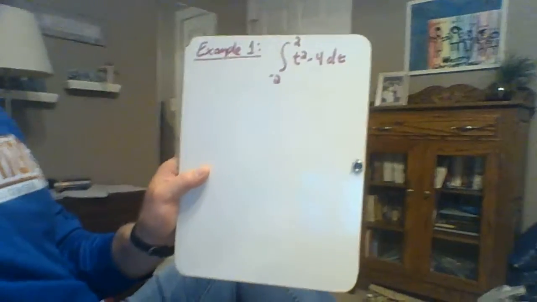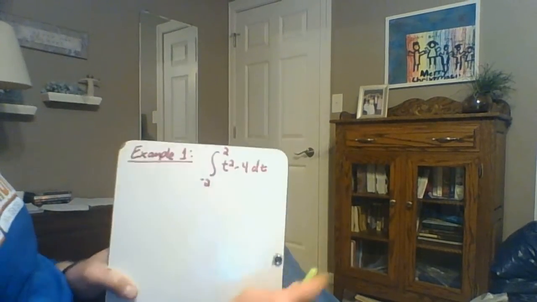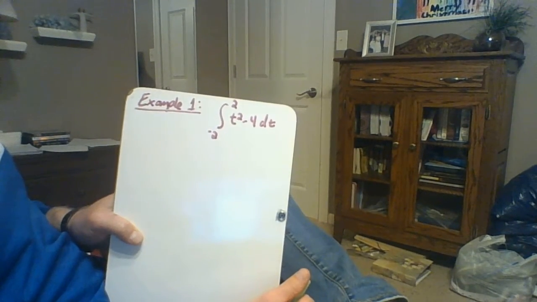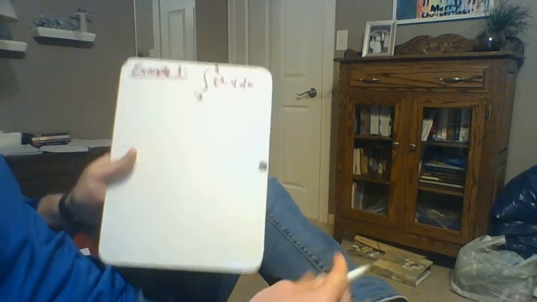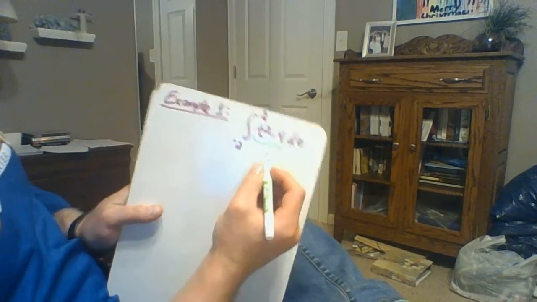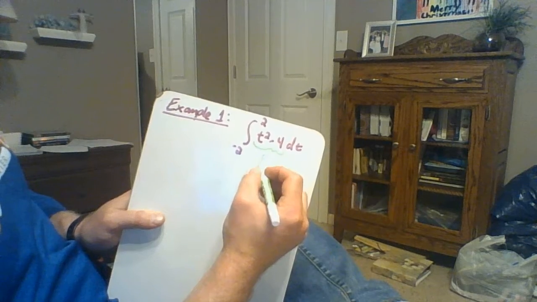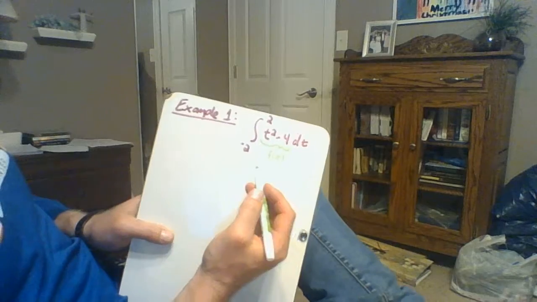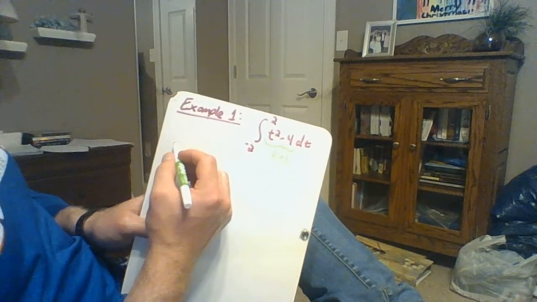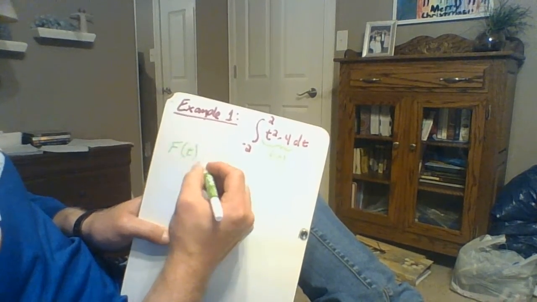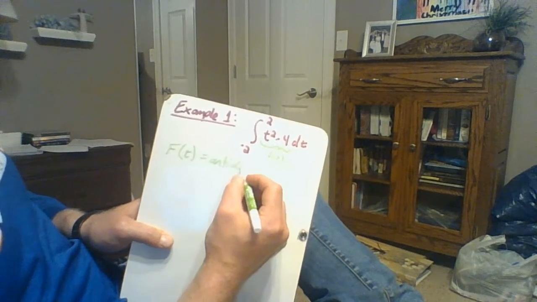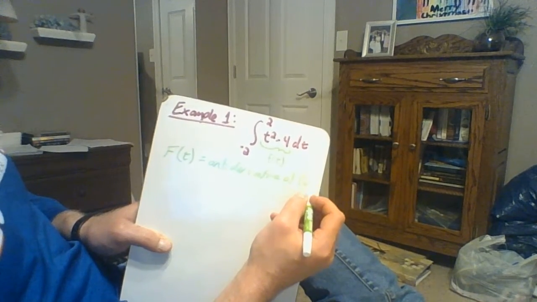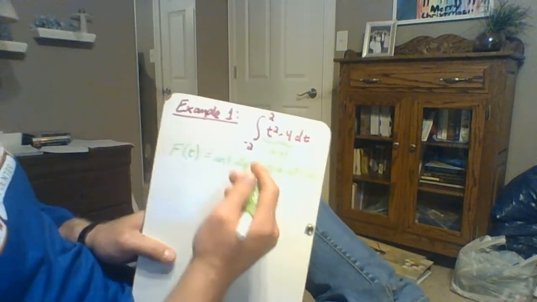So here's our example function. The integral from -2 to 2 of t squared minus 4 dt. Okay, so this right here is our function. That's our f of t. Okay, and we're going to evaluate this. So here's how this works. You start out by finding capital F of t, which is just the antiderivative of f of t.